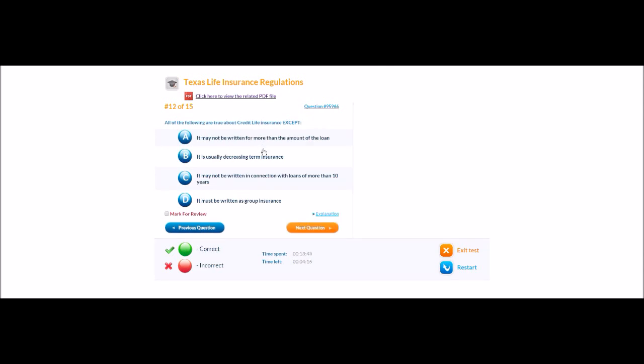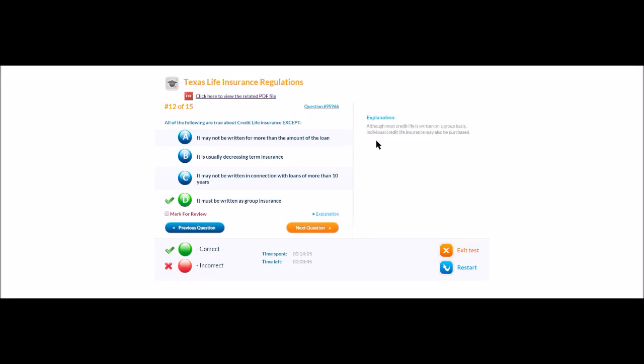Next, number 12. All of the following are true about credit life insurance except A, it may not be written for more than the amount of the loan. B, it is usually decreasing term insurance. C, it may not be written in connection with loans for more than 10 years. D, it must be written as group insurance. Credit life insurance, okay. D, it must be written as group insurance. Explanation.